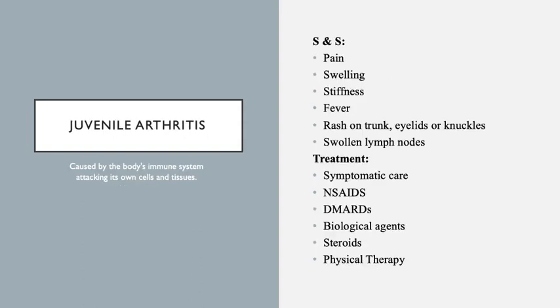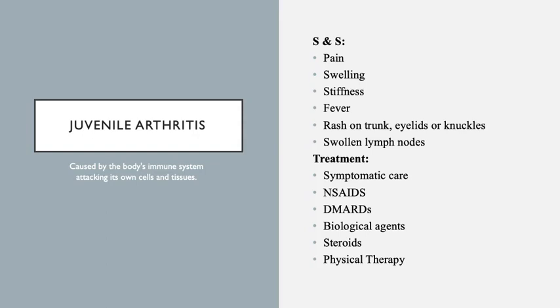Juvenile idiopathic arthritis occurs when the body's immune system attacks its own cells and tissues. It's not known why this happens, but both heredity and environment seem to play a role. Certain gene mutations make a person more susceptible to environmental factors such as viruses that may trigger the disease. Signs and symptoms include pain or limping, especially first thing in the morning. Swelling of the joints is common, but it's often noticed in larger joints such as the knees.